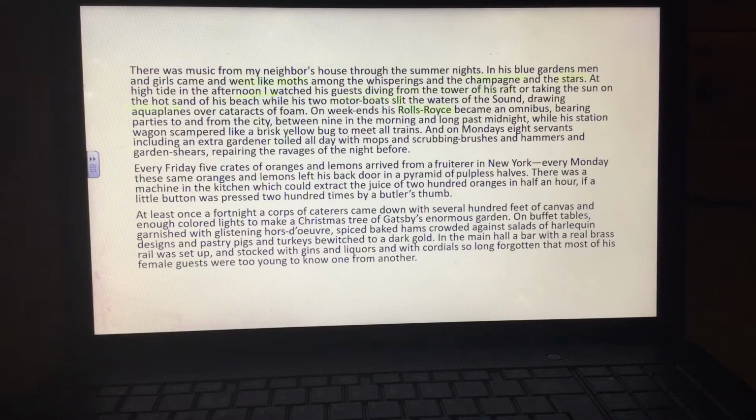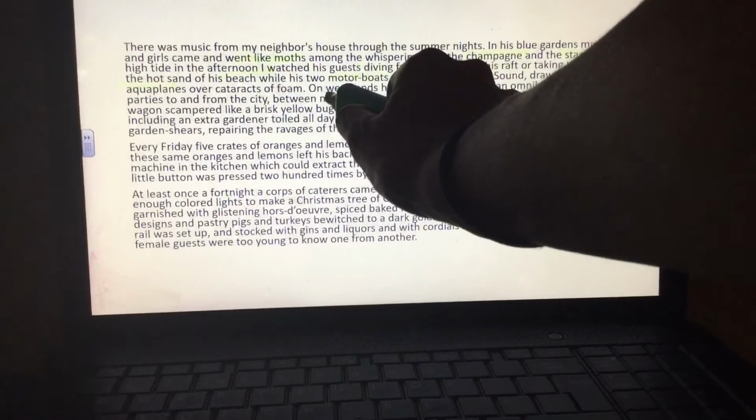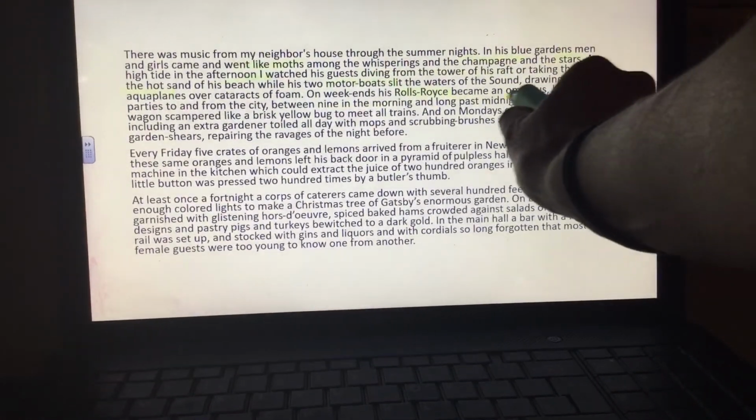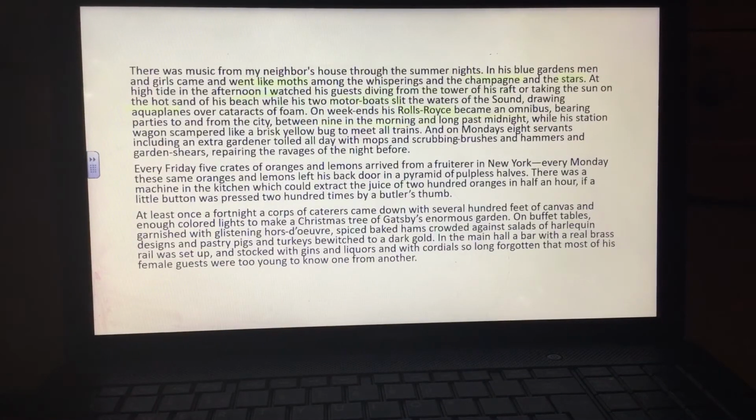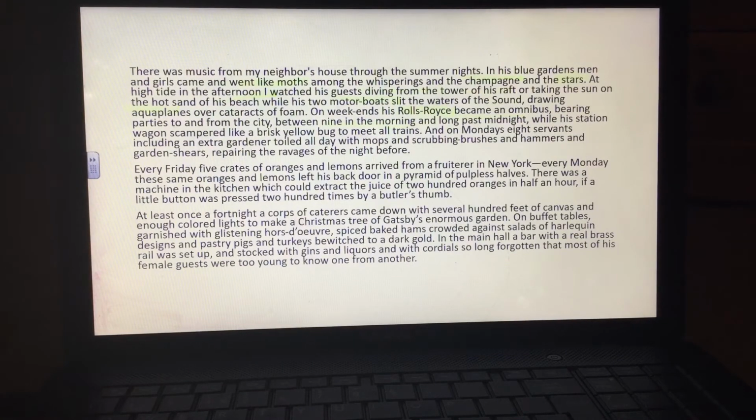So we've got the Rolls Royce becoming an omnibus bearing parties to and from the city between 9 in the morning and long past midnight. So I'm going to start thinking about that use of time here as well, because time is quite important. From 9 o'clock in the morning until long past midnight, these parties aren't just lasting for a couple of hours. They are serving an entire community. They're coming in from the city. This isn't just local people. We've got that use of time to reinforce that sense of them being long lasting and over the top.